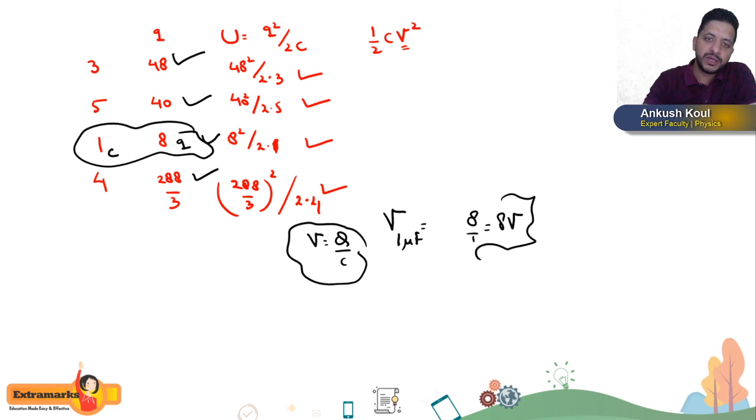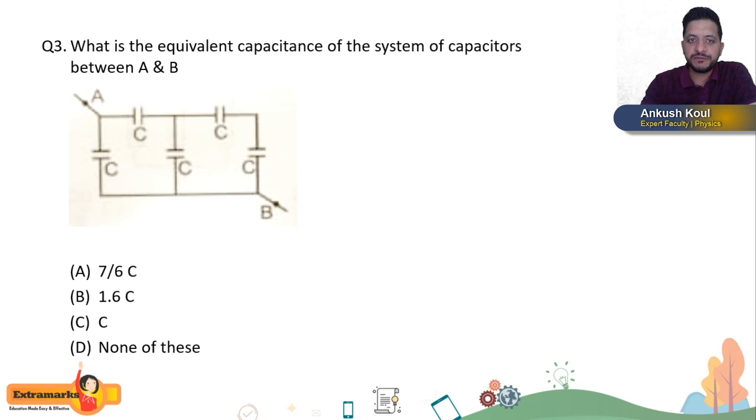I hope this statement, this problem is clearly understood. Fine, let us proceed further and see some more cases where only something is asked about the capacitance of the circuit and nothing is asked about the charge or potential or energy possessed by that particular circuit. So it is a simple question.